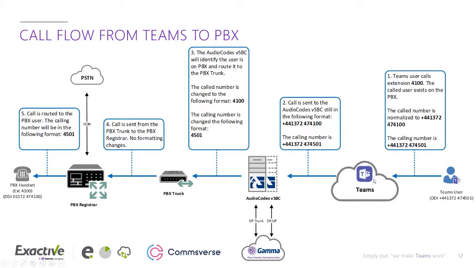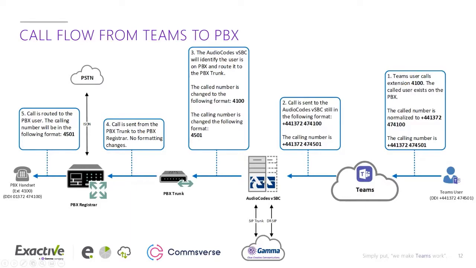So Teams will search for it first. If it's not a Teams user, then it will get moved straight down the line here. So as you can see, it's not a Teams user because the user we're actually calling sits on the PBX. So user calls 4100. It's normalised. The calling number will always be normalised to E164 format. They're always going to be normalised. So the call is sent to the AudioCodes virtual SBC, still in the following format, which is fine. Teams takes it, sends it straight on. Teams isn't doing any manipulation here whatsoever. It can go straight to the AudioCodes.